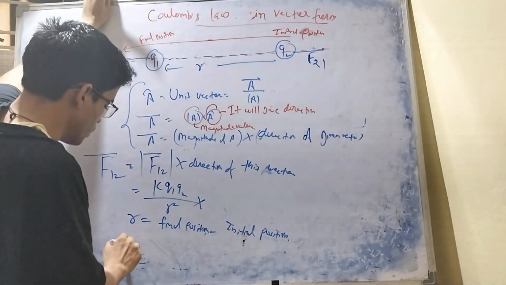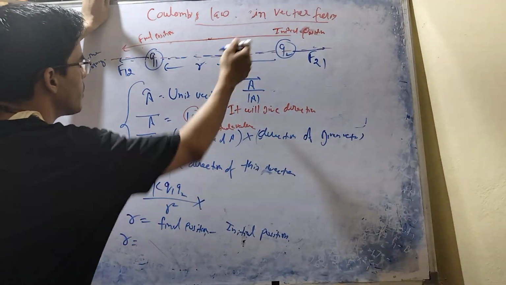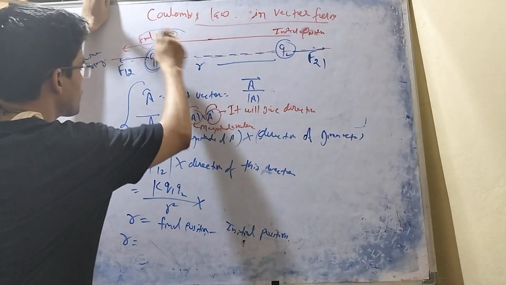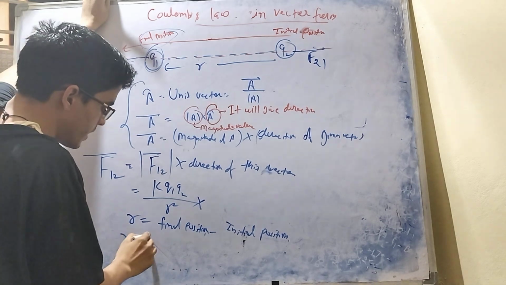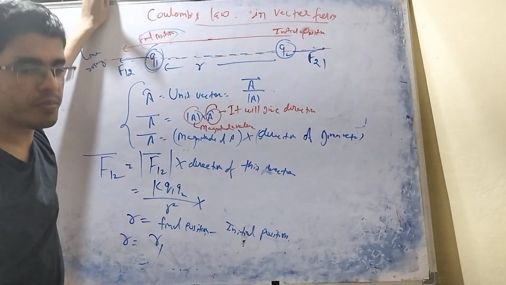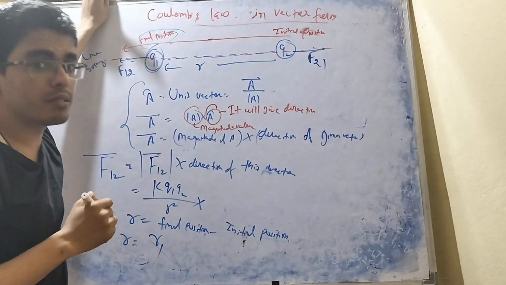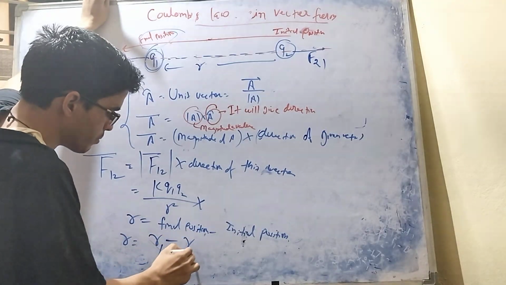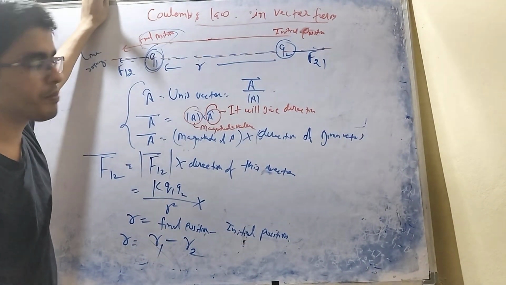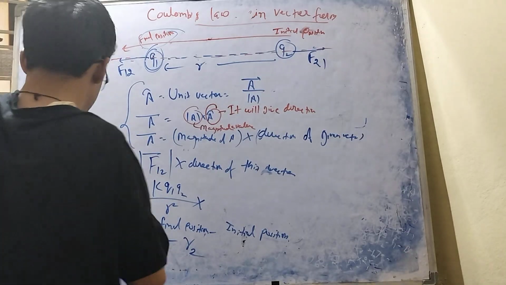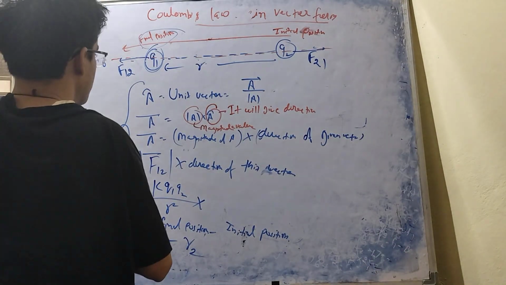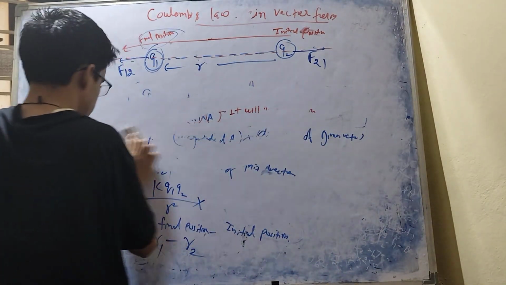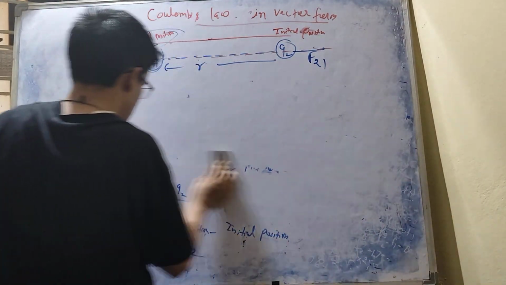Okay, very good. So R equals, what is the final position? Check. This is your final position, Q1. So this is the position of charge 1 minus the position of charge 2, R1 minus R2. Otherwise, I want to tell one trick here. Due to that trick, you can solve that question.